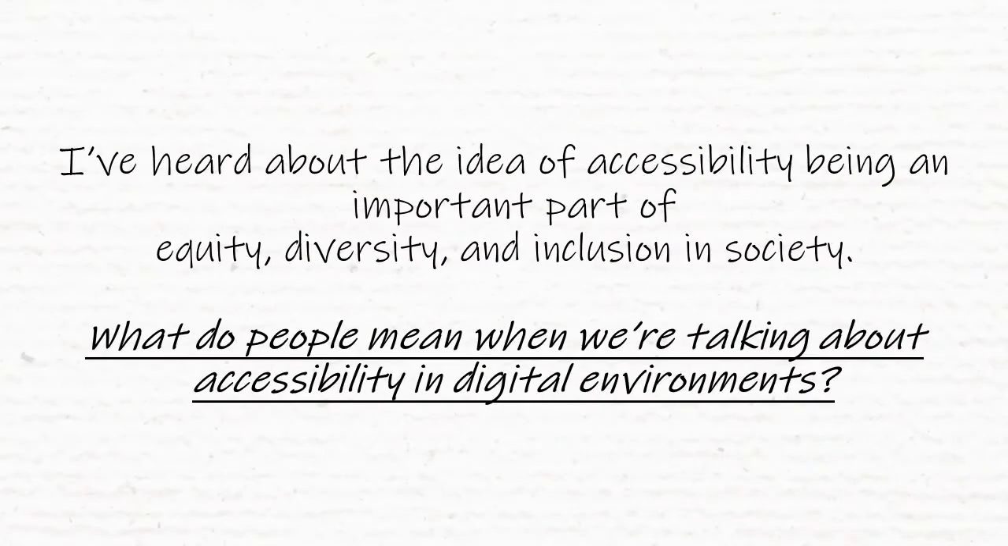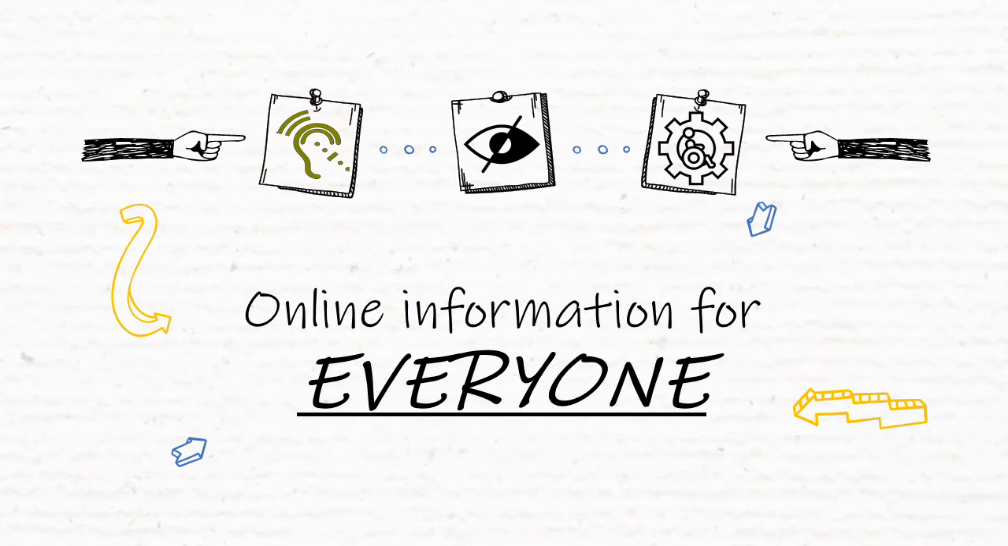I've heard about the idea of accessibility being an important part of equity, diversity, and inclusion in society. What do people mean when we're talking about accessibility in digital environments? That's a good question. It's an issue that we notice with the wide use of the internet. As you know, the internet connects people to information, but it's not always that accessible and inclusive.